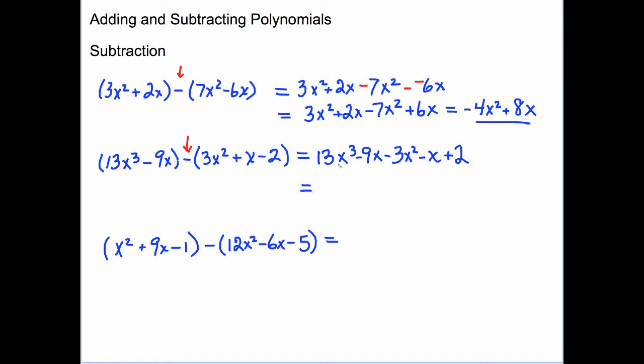And now we simplify. 13x cubed, there are no other like terms, minus 3x squared. And then we have minus 9x minus x, so that's minus 10x, and then plus 2. And there's our solution. I'd like you to do the last subtraction on your own. Stop the video, do the work in your journal, and then check the answer once you're done.